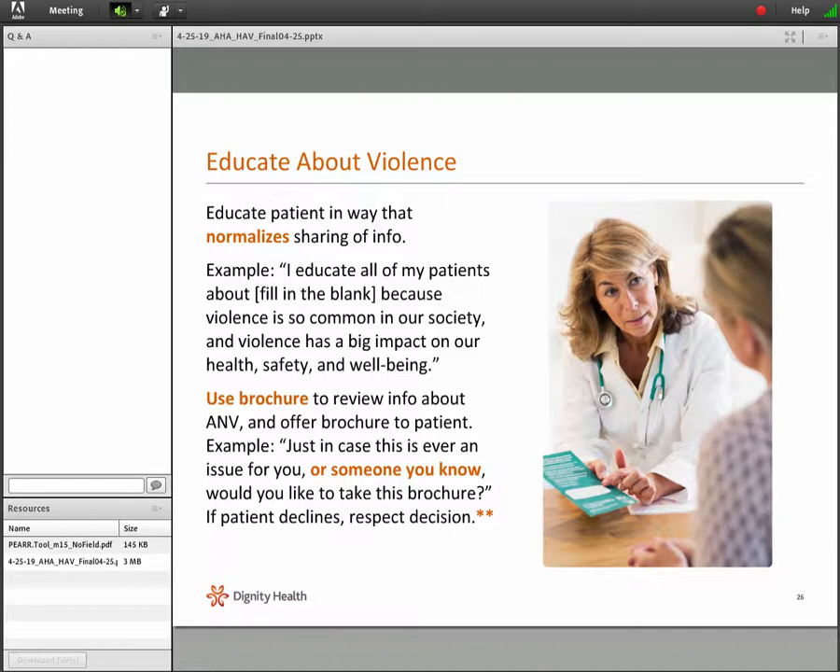So if the patient declines, respect the patient's decision. And again, there's a double asterisk there because this tool is meant for patients that are at high risk of victimization or showing actual indicators of victimization. So let's say you just educated a person who's at high risk and they don't seem open to the conversation. You may not feel comfortable pushing them past that point.